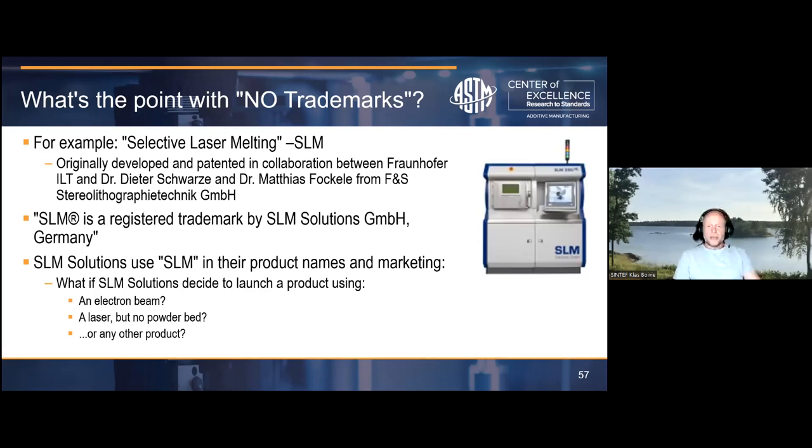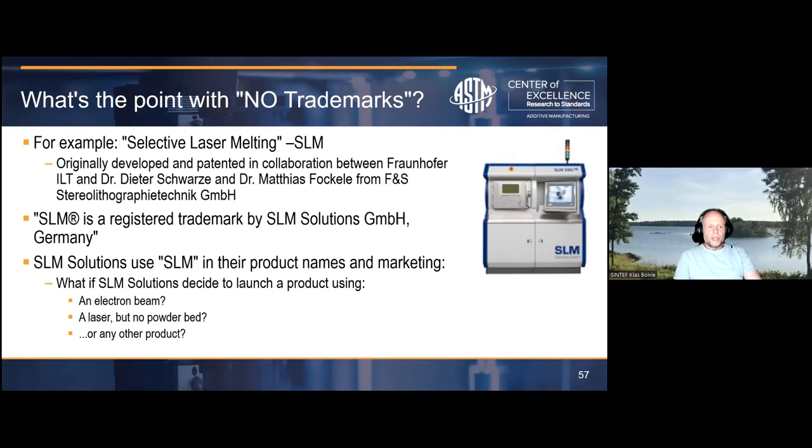For example, avoid trademarks. We have the term selective laser melting, SLM. It was the name of a process originally developed by Fockele und Schwarze. They have registered a trademark, and this means that SLM means exactly what that company says it means. They can put whatever meaning into their registered trademark as they wish. So for example, they could decide to call a machine with an electron beam, meaning one that doesn't use a laser, SLM because it comes from their company, SLM Solutions. Or they could use it for something that wouldn't use a powder bed, or for any other product.